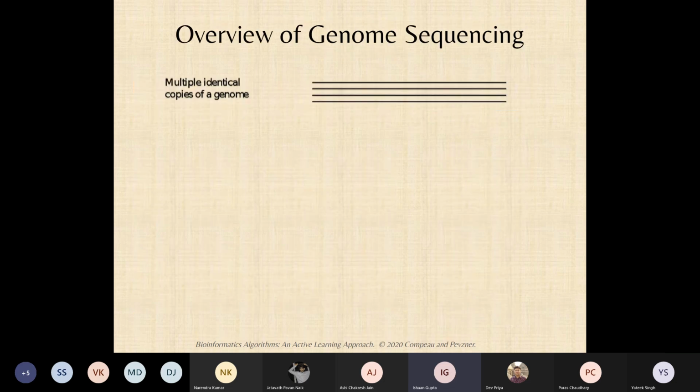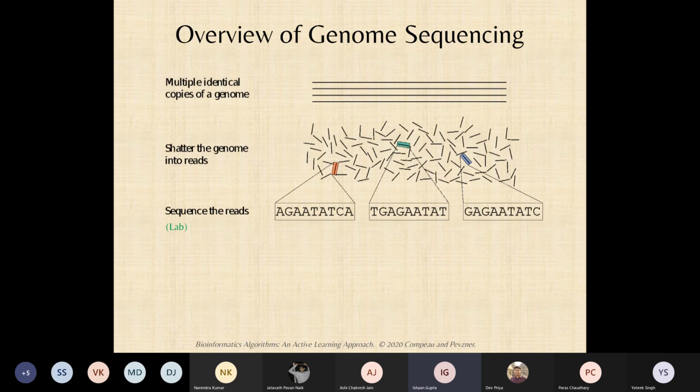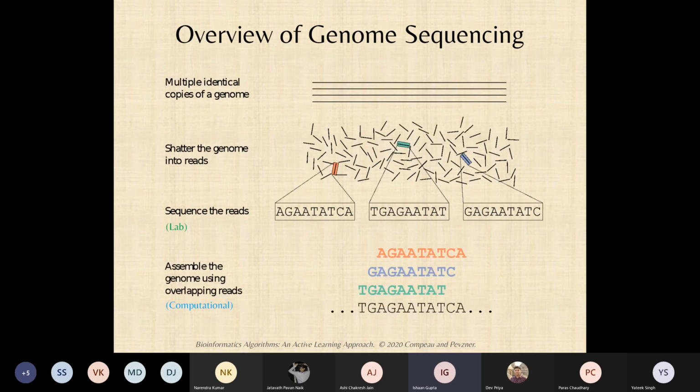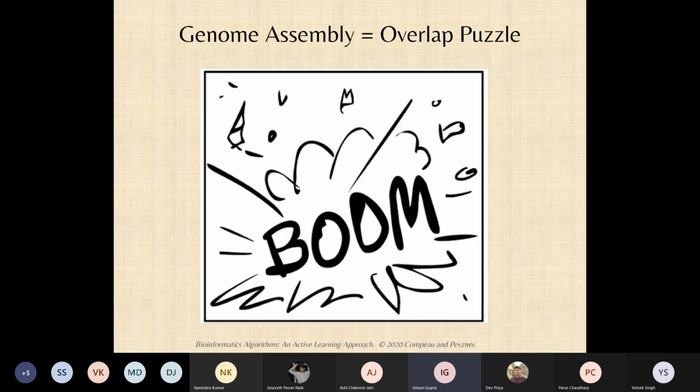Just to give you the overview of genome sequencing, I'll repeat what I have been telling you earlier. You have multiple identical copies of a genome. They are shattered, just like the newspaper, into small pieces. These pieces are put in a sequencing machine, and after getting read in the sequencing machine, these pieces are called reads. You sequence these reads in the lab, and then you overlap them. Once you have overlapped them computationally, you can reconstruct the original sequence. All right. So what does genome sequencing remind you of? It reminds you of the overlap puzzle which I showed you initially, where the newspaper is blown away into bits and you have to reconstruct the newspaper pieces.